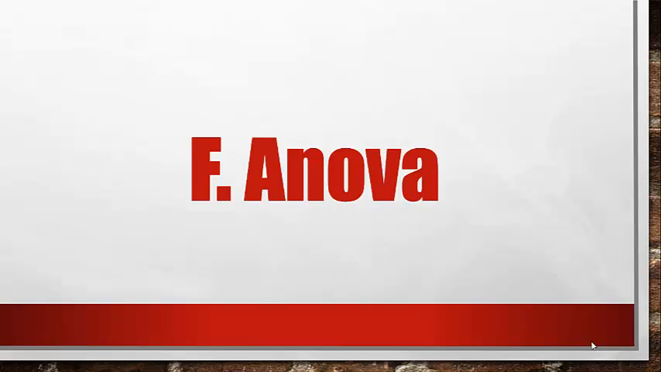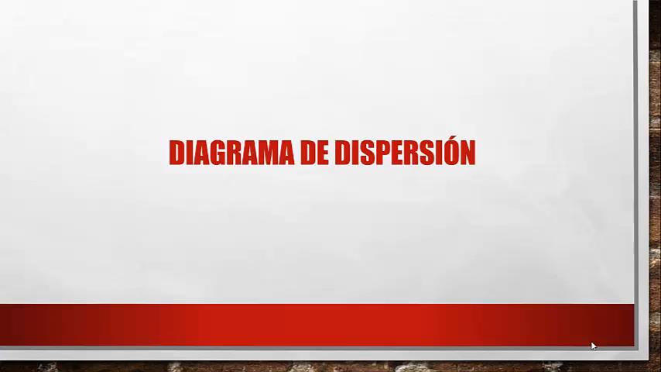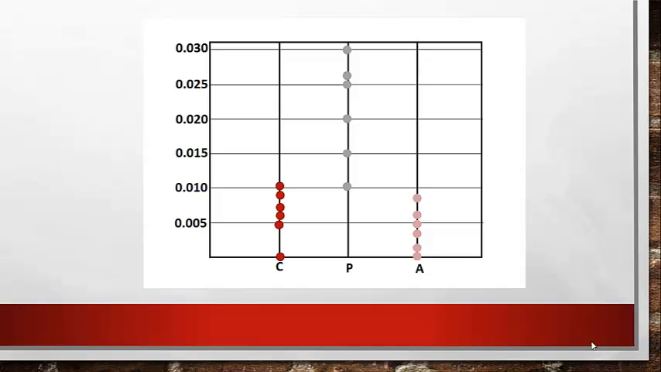Test, F ANOVA. We use the same starting table. Scatter diagram. In this diagram we can see that the biggest losses are produced by the cutting polishing, followed by the sawing, and with cutting with acetylene less material is lost.